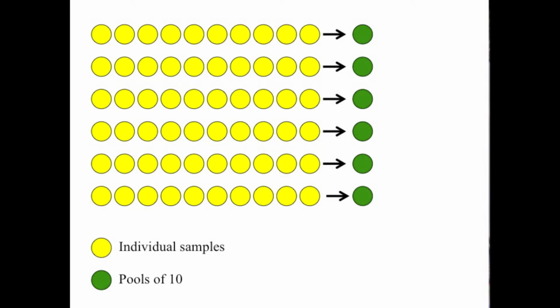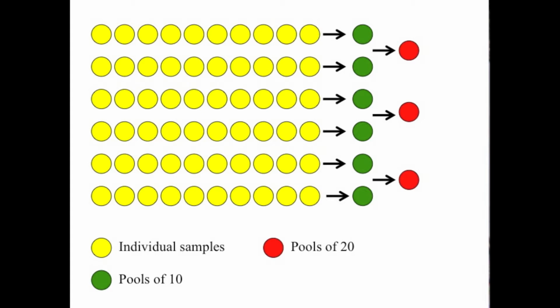Afterwards, we can use these pools of 10 to make larger pools. To do this, we will transfer a fixed quantity of each pair of pools of 10 into a new beaker. In that way, we make 3 pools of 20 individual samples, here indicated in red.